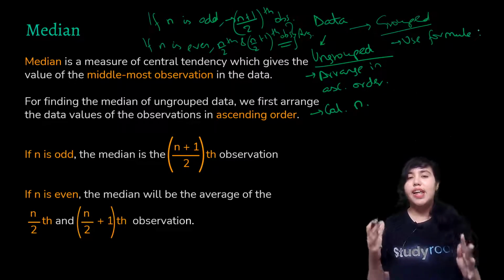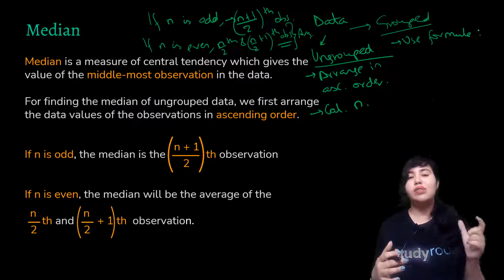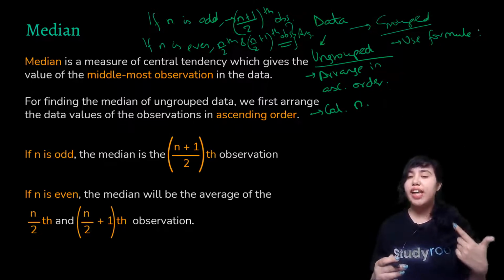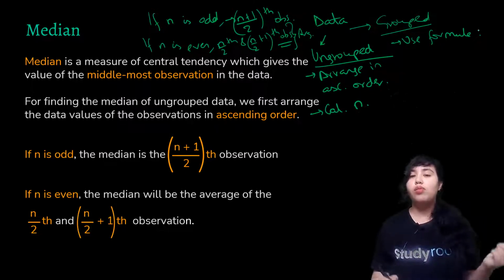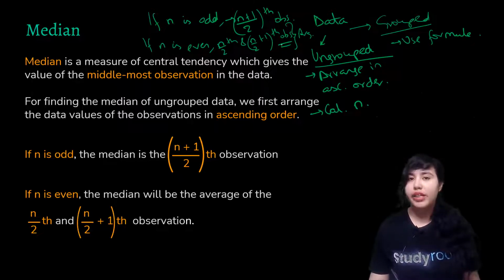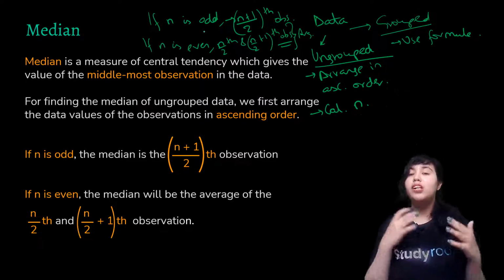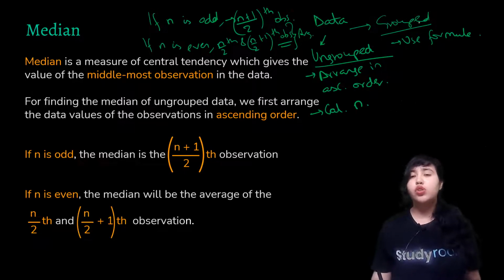Okay, so if your data is ungrouped, what you'll do, you'll first of all arrange your data in ascending order. You will calculate the number of observations n. If this n is even, what will you do? You'll take the average of the two middle terms, n by 2th and n by 2 plus 1th. If it is odd, then it's very simple. You just need to look at the n plus 1 by 2th observation. And if it is grouped, then you just need to make use of your formula.